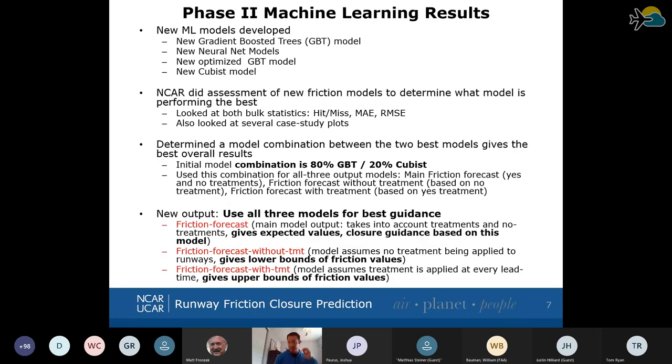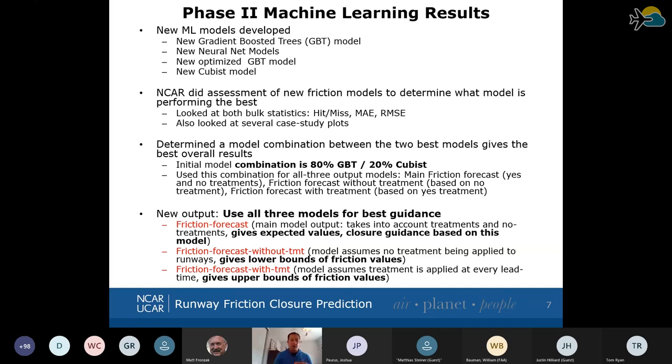So really ultimately, like I said, I don't want to spend too much time on this, but at the end of phase two, we did a lot of investigation with different machine learning models. Some of this is laid out here. Through verification, we determined that a combination of models using an 80% gradient boosted tree model with 20% cubist, both of these are basically random forest regression type machine learning models, gave us the best output. So for every model that we use, we use that combination.